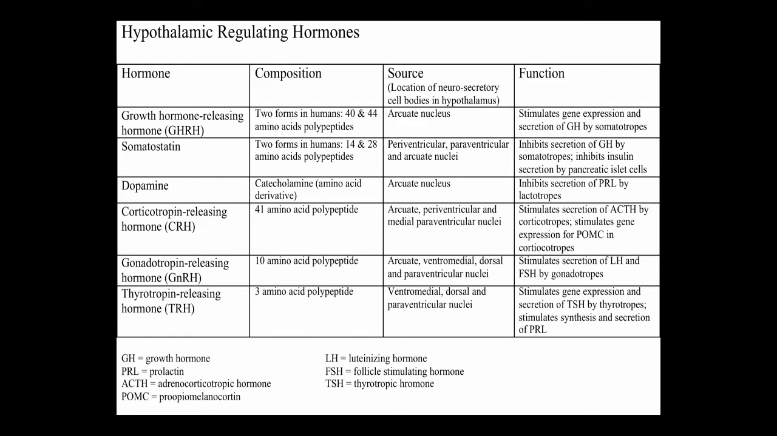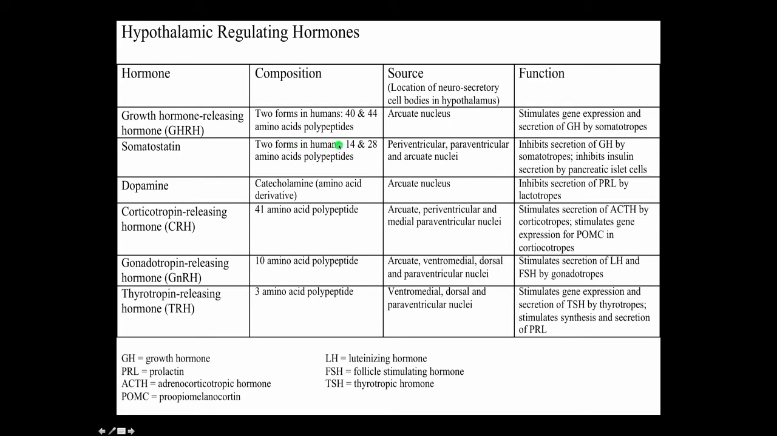Here is that table. These are the hypothalamic regulating hormones. So growth hormone releasing hormone, there are actually two forms in humans. There's a 40 and a 44 amino acid polypeptide. I don't care that you really remember that, but it's just for the sake of the discussion. The growth hormone releasing hormone comes from the arcuate nucleus in the hypothalamus, and as you would expect, regulates secretion of growth hormone by somatotrophs.